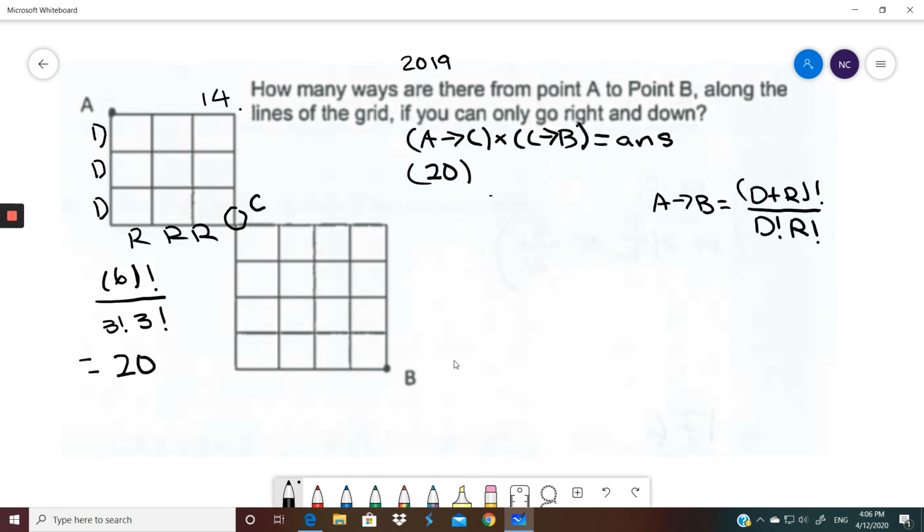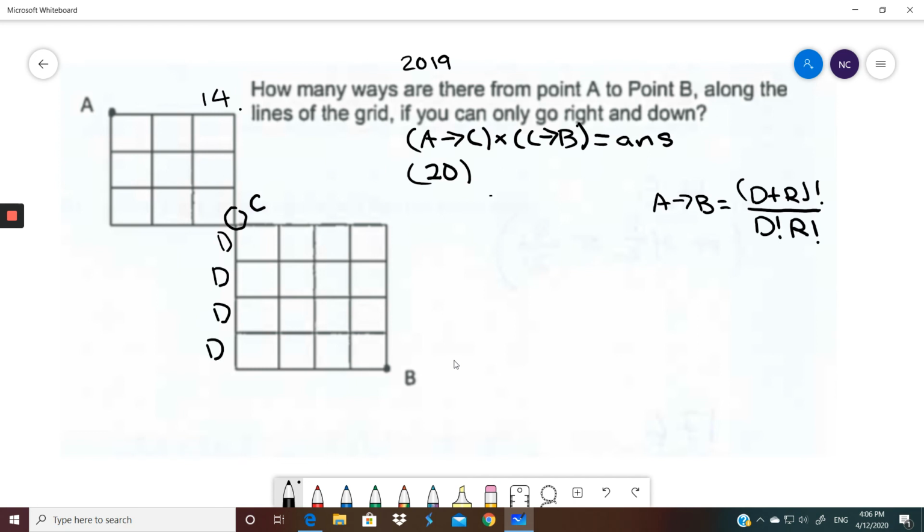Now we want to know the ways from C to B. So we can use this formula once again. There are 1, 2, 3, 4 D's and 1, 2, 3, 4 R's. So if we apply this formula again, we would get 8 factorial over 4 factorial times 4 factorial, which equals 70. So there are 70 ways from C to B, which gives us our answer.